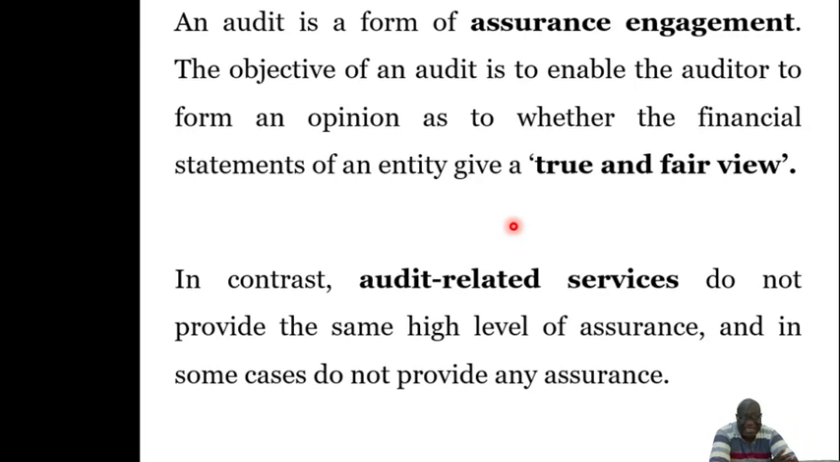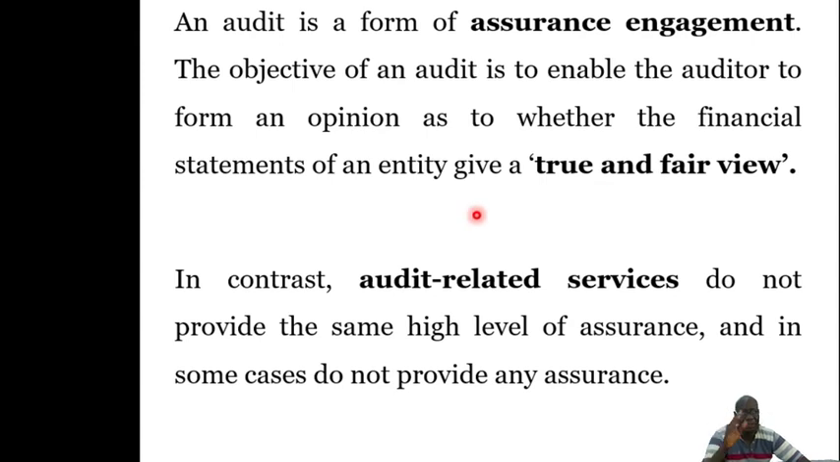The distinction between audits and audit related services. There's a difference between audits and audit related services. An audit is a form of assurance engagement. Anybody that performs an audit is going to give assurance to the clients. The objective of an audit is to enable the auditor to form an opinion, that means you are giving assurance as to whether the financial statements of an entity give a true and fair view. So if it's not true and fair, you're also giving assurance that the financial statements are not. If it is true and fair, then you say the financial statements as prepared by management are in accordance with the relevant framework.